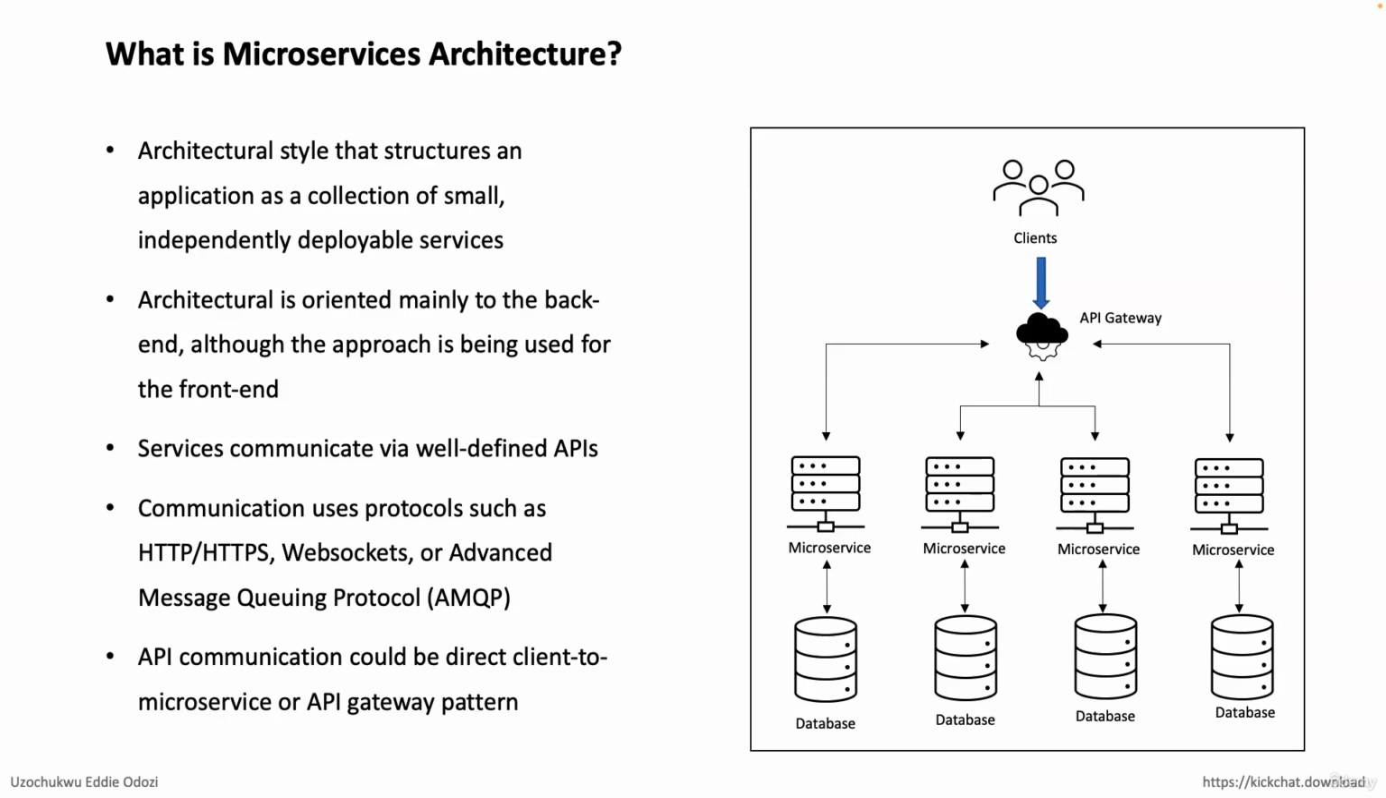And then lastly, API communication could be direct, client to microservices, or the API gateway pattern. You could see some architecture whereby the communication from the client, maybe the browser or the mobile application, is direct to the microservices without having an API gateway. We are not going to take that approach. There's not going to be any communication directly from the client. All communications in our application will pass through an API gateway.